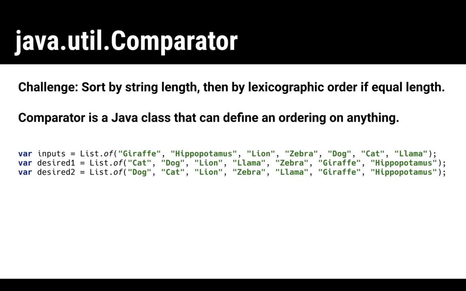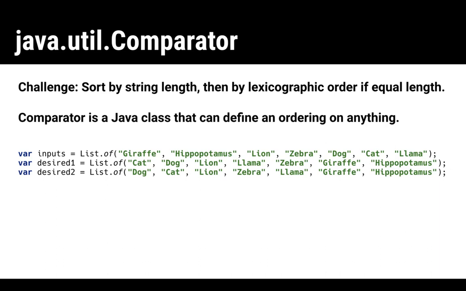java.util.Comparator, built into the Java collections classes, lets us define any ordering of any kind. So it's a general purpose way of sorting anything. So let's start with a simple challenge. I have a bunch of strings, and I want to sort them first by string length. And then if the lengths are equal, I want to sort them in alphabetical or lexicographic order, those are synonyms. And I want to do this with comparators.